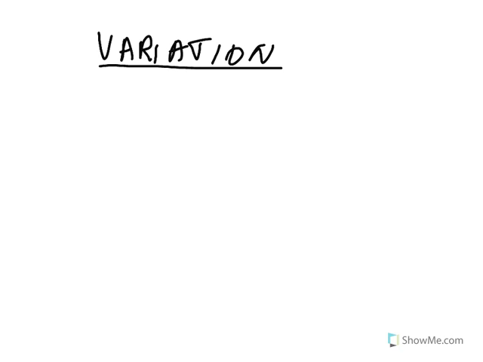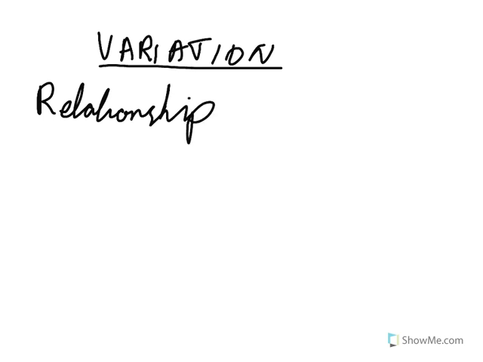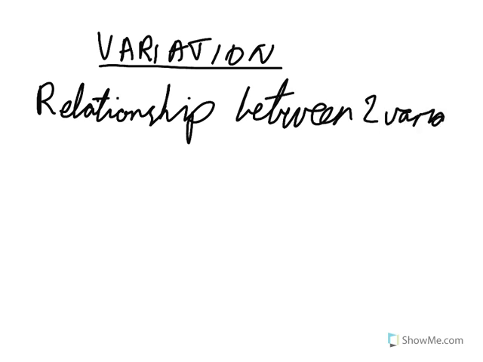Okay, next topic is called variation. So, variation is a relationship between two variables. So y and x may be, say, our two variables that we're looking at. Could be anything, of course, but variation tells us how those two things are linked.